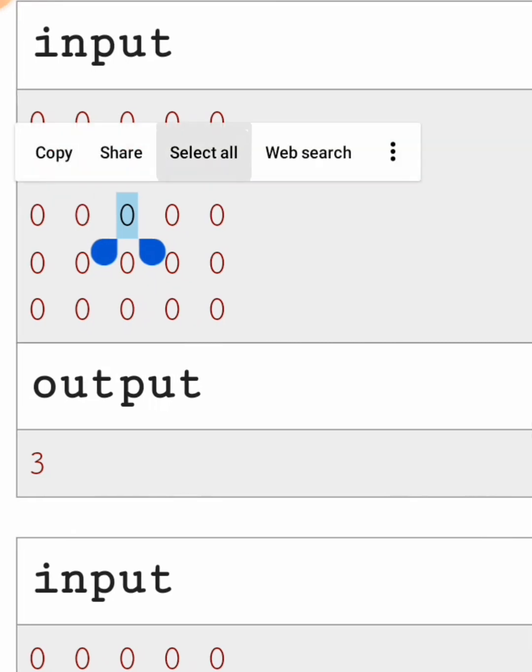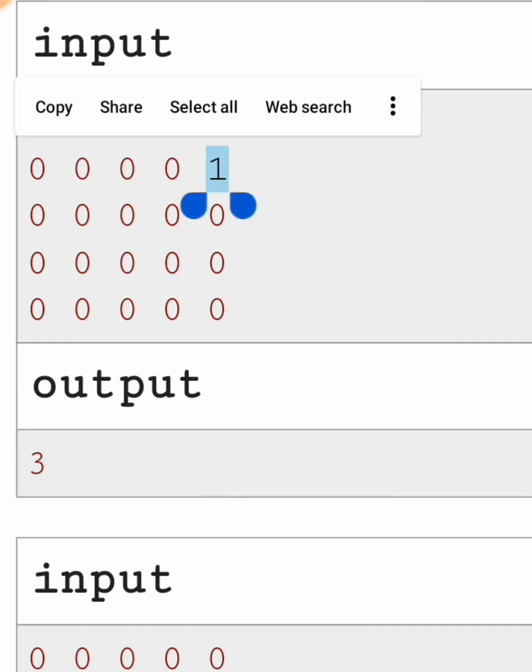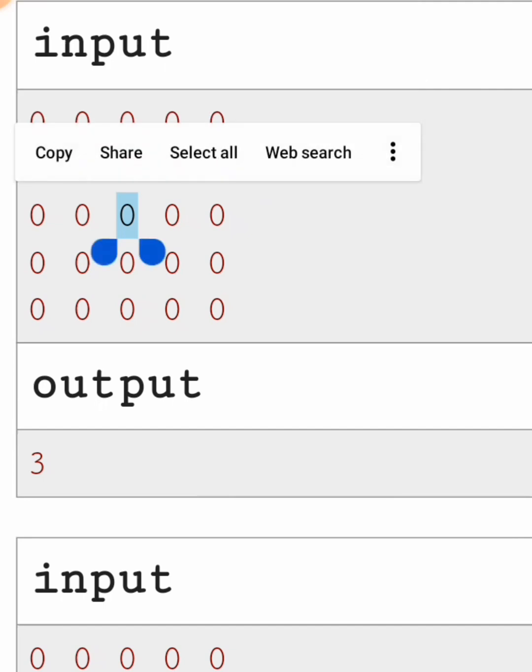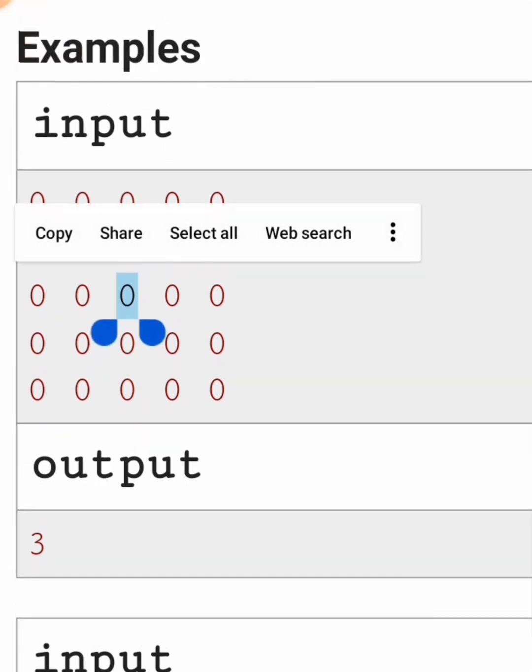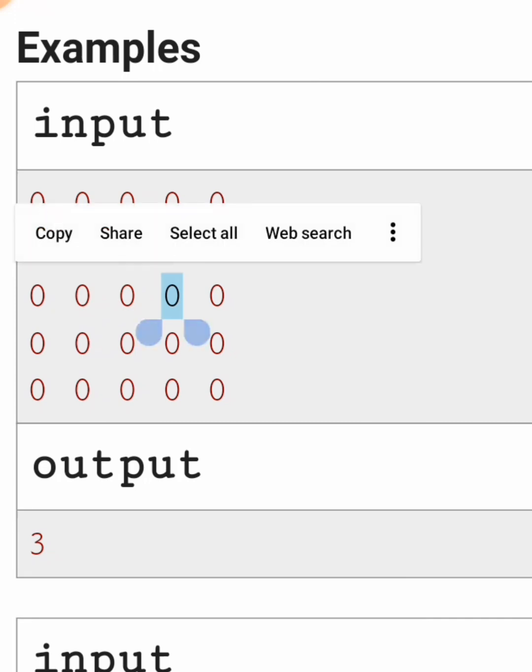Here the 1 is here. So the index of 1 is (2,5). If we want to move it to the center, we have to take 3 steps. First we have to move here, then move to the next line, and then here, 2 1 2, and in the last here 3.